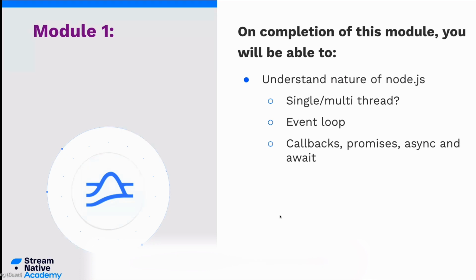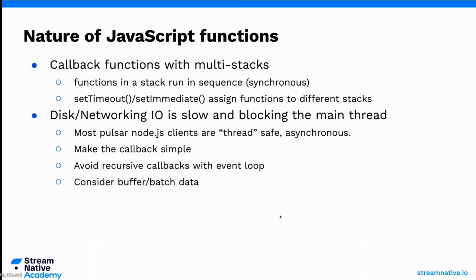Okay, we discuss whether it is single thread or not. What's the event loop? And callbacks, what's promise and async and await. This is critical. And the beautiful thing is the Pulsar Node.js client has already made this very easy for you to write a consumer and producer. So we will go through this. But back to the foundation, right? You need to understand those concepts. It's going to help you to troubleshoot your Pulsar client.